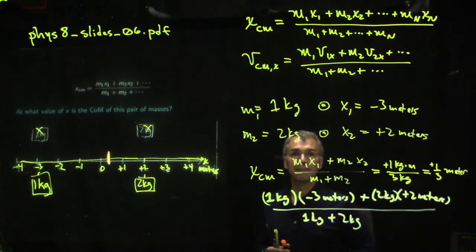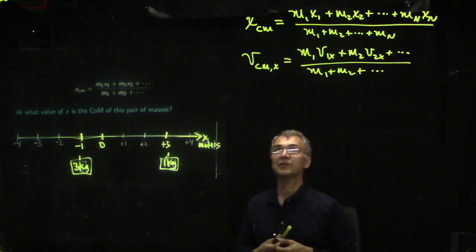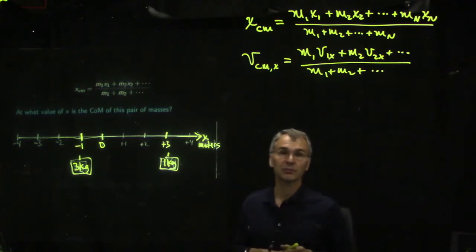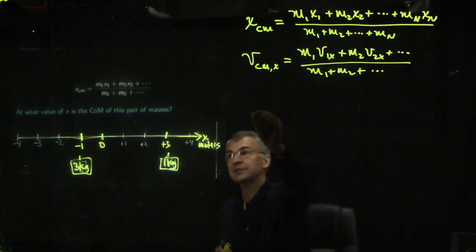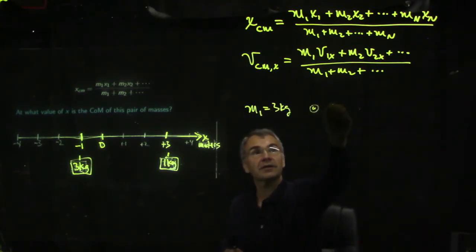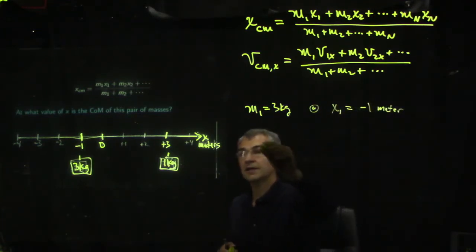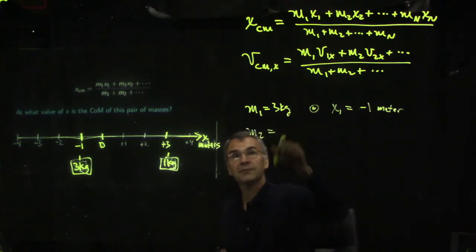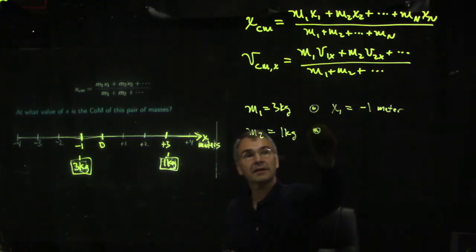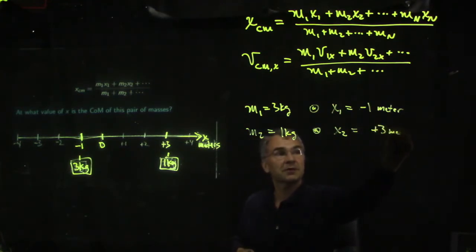Okay, so that was an example. Here's our next example. What is the x-coordinate of the center of mass of this pair of masses, a system of 2 masses? So we have m1 equals 3 kilograms at x1 equals minus 1 meter. And we have m2 equals 1 kilogram at x2 equals plus 3 meters.